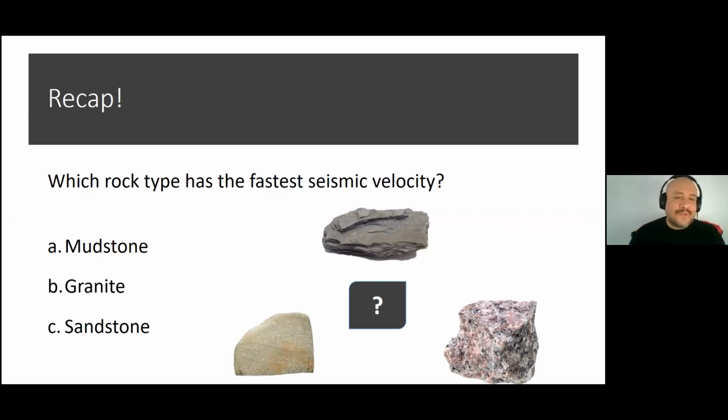So you already see the answer, okay. Which rock type has the fastest seismic velocity: mudstone, granite, or sandstone? I know that you already see the answer, but from the exercise that we provided you can see that volcanic rocks are going to have very high speeds, because of the composition, because of the structure. So the answer for this one is granite. The fastest between these three kinds of rocks is going to be the granite, because of composition.